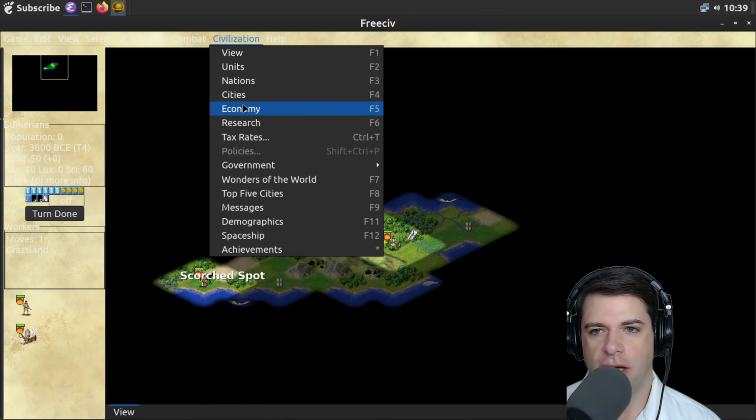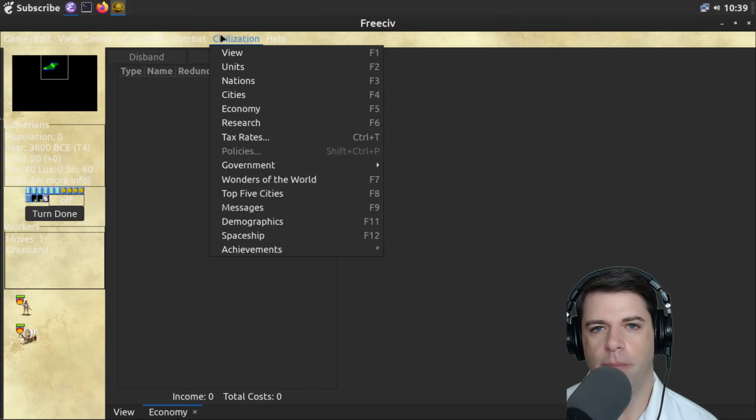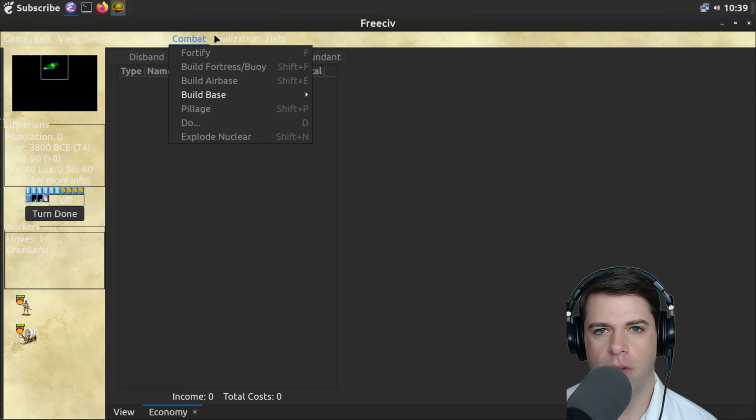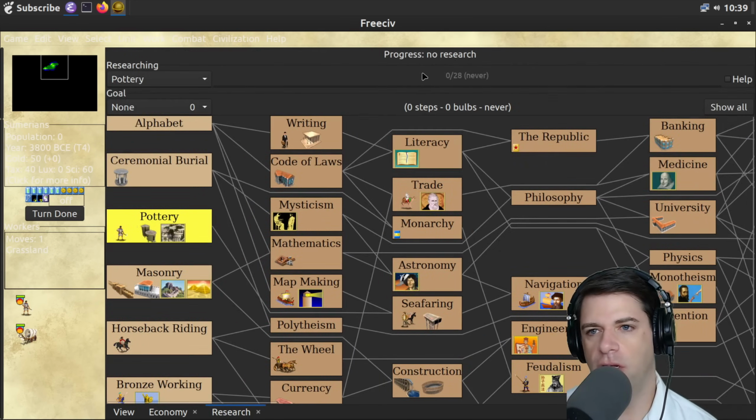We also see things like economy. I guess economy is not very informative at the very beginning of the game. And research, I'm guessing I don't have much research. But oh no, we get a research tree. Maybe I'm here. Maybe that's what yellow means. I have pottery, which the Sumerians did have.